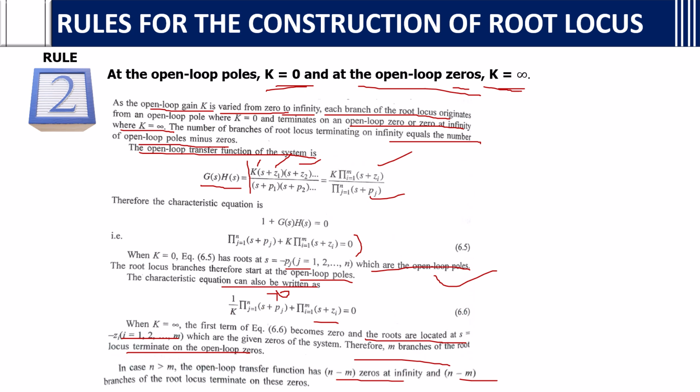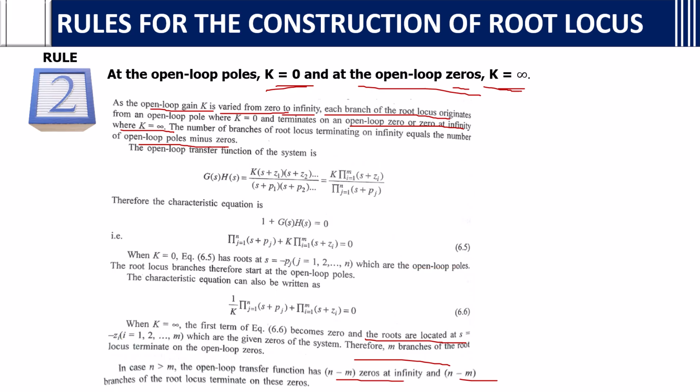See, once again I will do a quick recap. What they are telling is that open loop poles are reached when k equals 0, and open loop zeros when k equals infinity. At the open loop zeros, k equals infinity. How will we do that? We know the transfer function. We will write that equals 0. We will substitute g of s into h of s, and we will initially consider k equals 0.